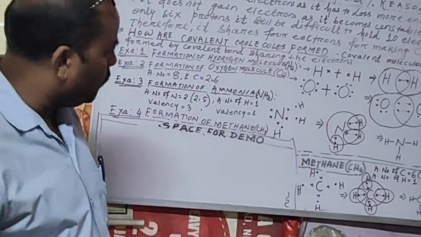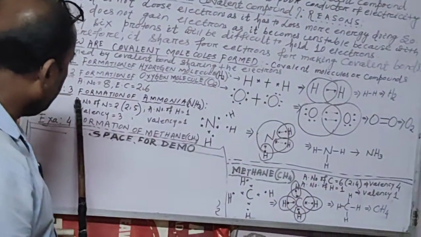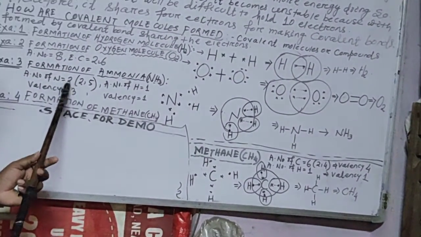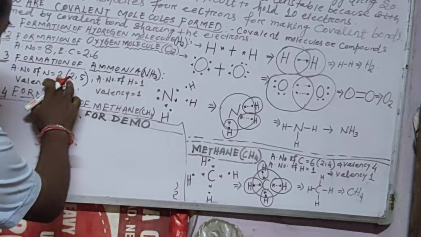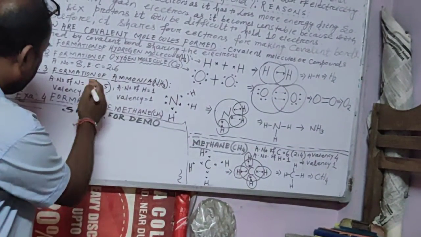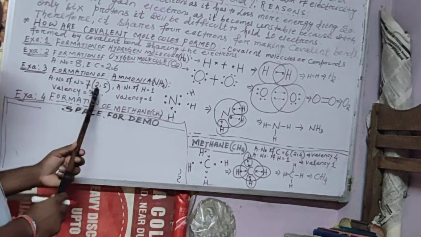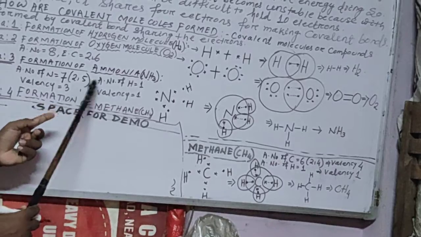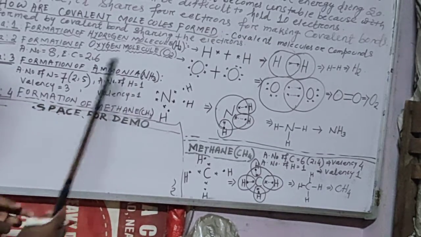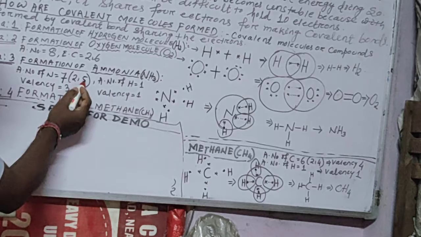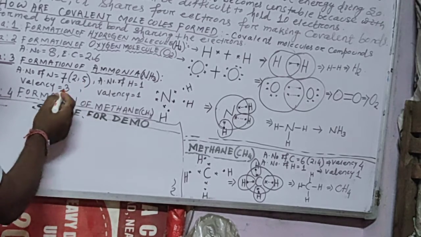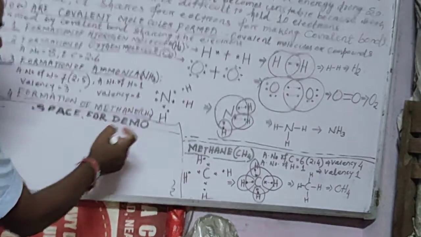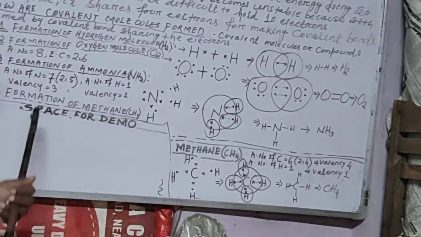You can see I have shown here the atomic number of nitrogen. The atomic number of nitrogen is 7. Electronic configuration is 2, 5. First orbit 2, then 7 minus 2 is equal to 5. The atomic number of hydrogen is equal to 1. How many electrons does nitrogen need? 3 more electrons to make an octet. So its valency is 3. How many does hydrogen need? 1 more electron to make 2 in the outermost orbit. So its valency is 1.